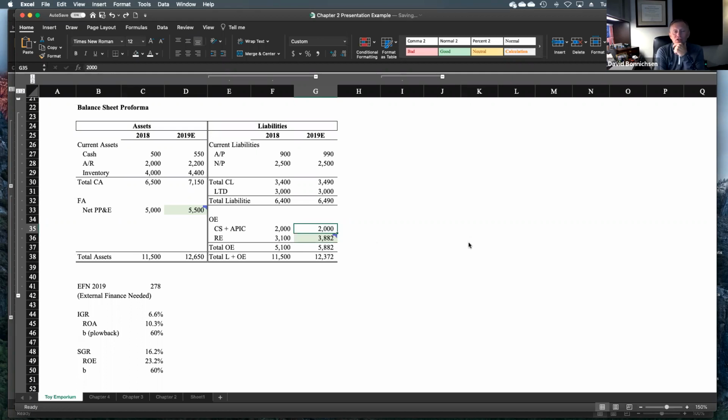What's the third thing that she could do? And I don't mean notes payable. What's the third thing that she could do? Let's see if you guys can put all the pieces together here. What's the third thing that she could do to get $278 more on the right side of the balance sheet?